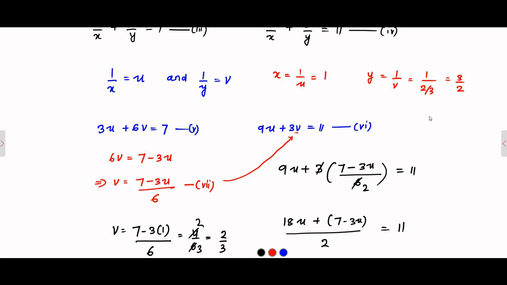So x = 1 and y = 3 by 2 is the solution of the given set of linear equations in two variables.